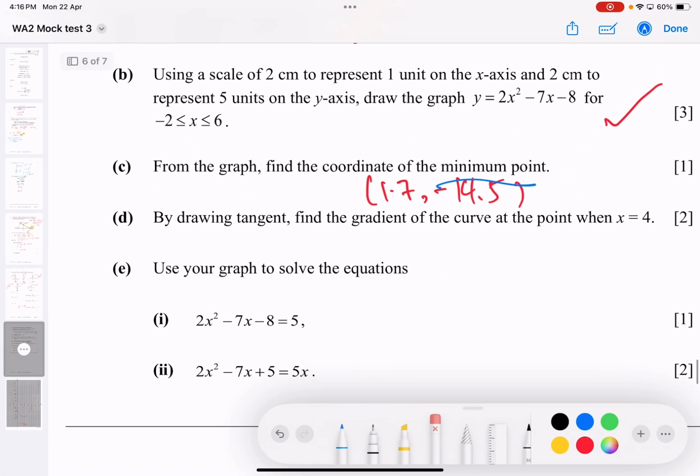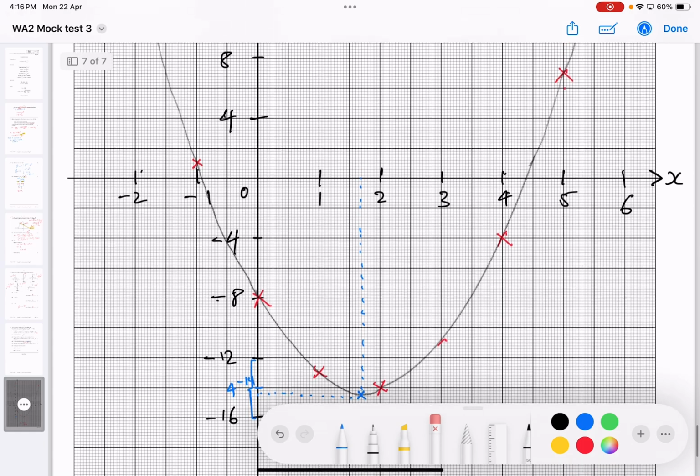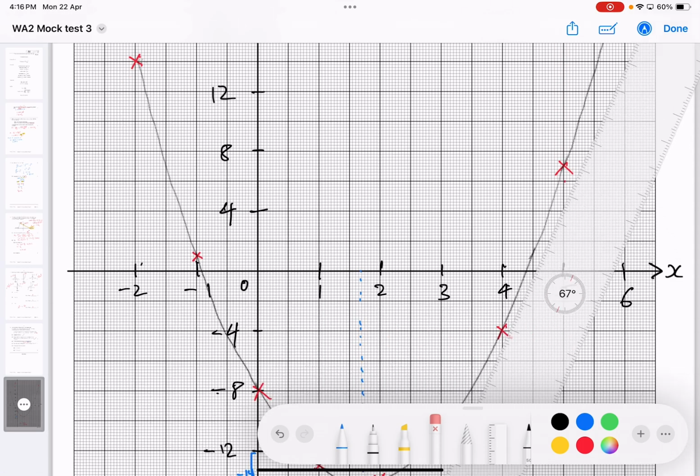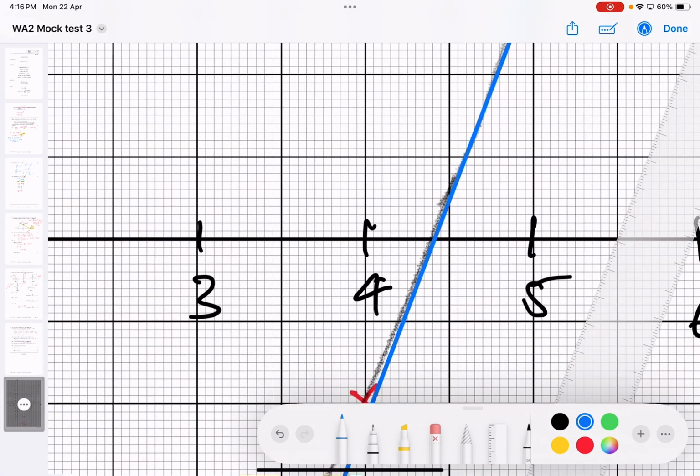I don't think I need to go through the other one. The one that I want to go through is part D, by drawing a tangent at a point x equals 4. Find x equals 4 over here. For the tangent, just put your ruler, roughly make sure that it cuts at only one point, here.